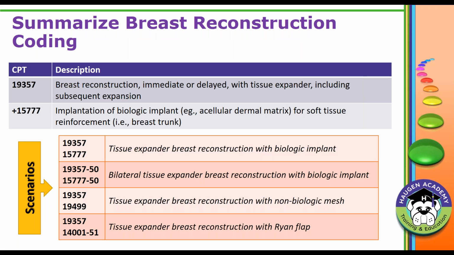So for a tissue expander breast reconstruction with biological implant, you would use 19357 with the 15777. If it's a bilateral procedure, you'll add modifier 50. If they're using non-biological mesh, you can add that unlisted code 19499 to the 19357. And then if they're doing it with a flap procedure, such as a Ryan flap, that can be coded with 14001 in addition to the 19357.